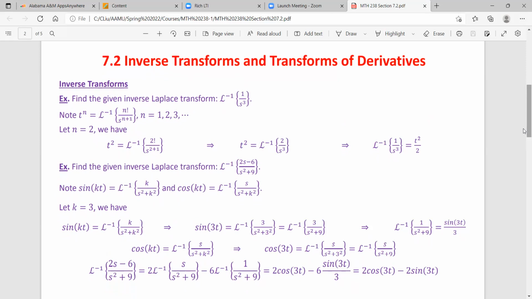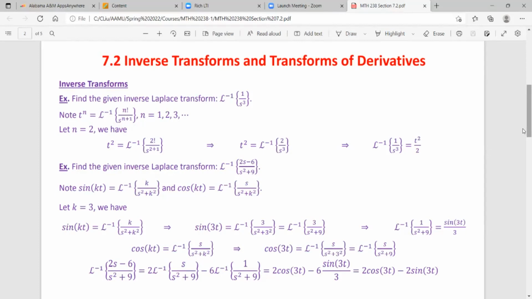So you just check the formulas on the previous page, and you found that t to the n is the inverse Laplace transform of n factorial over s to the n plus 1. So if you let n equal 2 in this formula, then you get t squared equals the inverse Laplace transform of 2 factorial over s to the 2 plus 1 if you plug in 2 for n in this formula. So that gives us t squared equals inverse Laplace transform of 2 over s cubed, 2 factorial, which is 2 times 1, so that's 2.